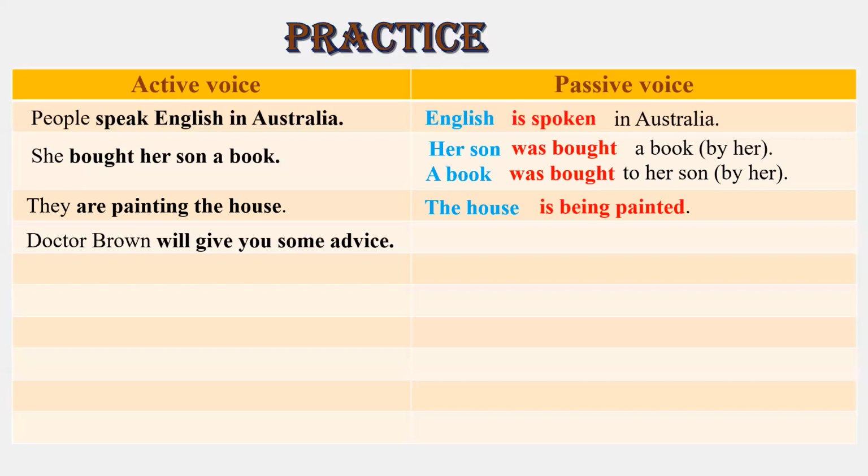Dr. Brown will give you some advice here, future will. And who is the subject? Dr. Brown. The verb is will give, you is the object, and some advice. Again, it's another object. We have two objects here. So we start with you, and then will, plus be plus the past participle form of the verb to give. You will be given what? Some advice by Dr. Brown.